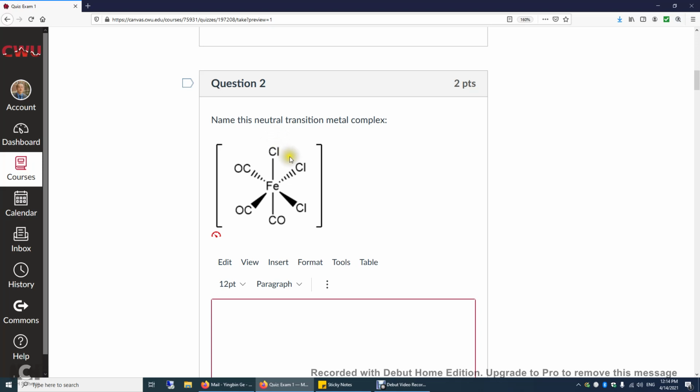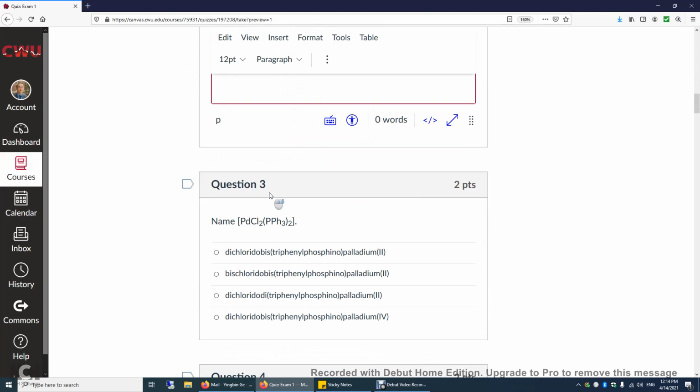And then this is facial isomer versus meridional isomer. So you need to say fac-tricarbonyl, trichloride, iron 3. Question 3.